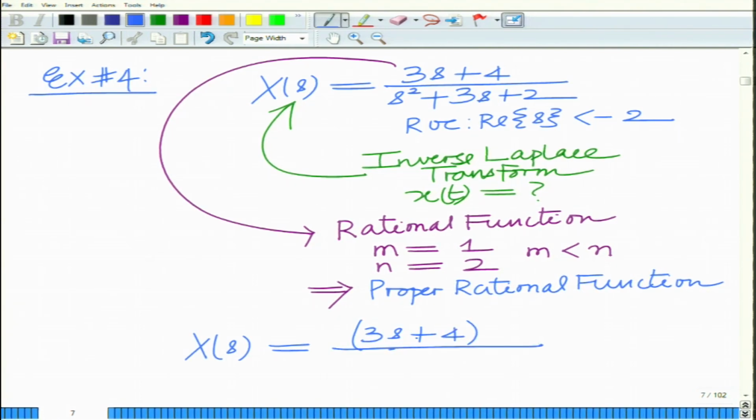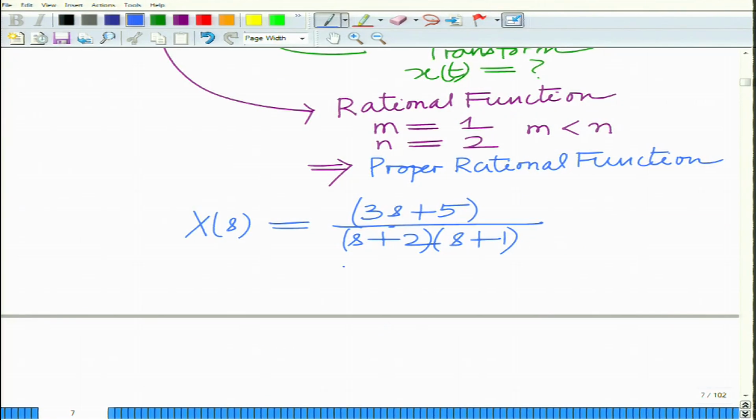Let me just change this slightly, this is 3s plus 5. So, I can write X(s) as (3s plus 5) divided by (s square plus 3s plus 2). The roots are minus 2 and minus 1. Remember, the factors are s plus 2 and s plus 1. Therefore, the poles are P1 equals minus 2, P2 equals minus 1.